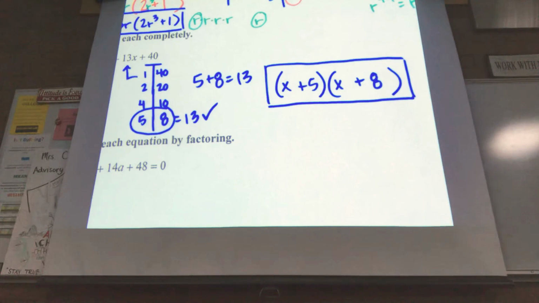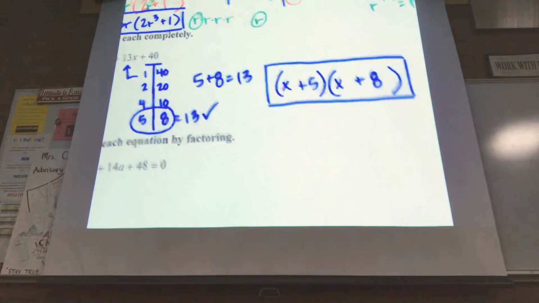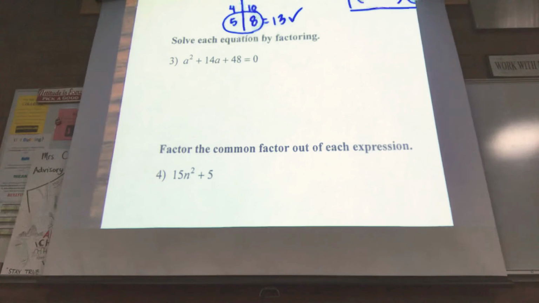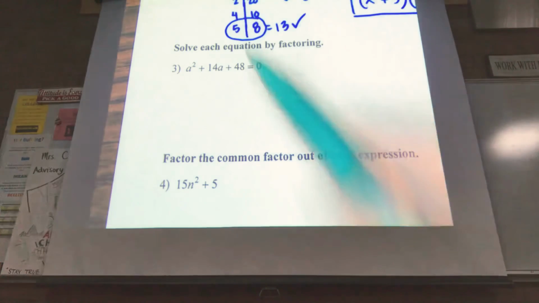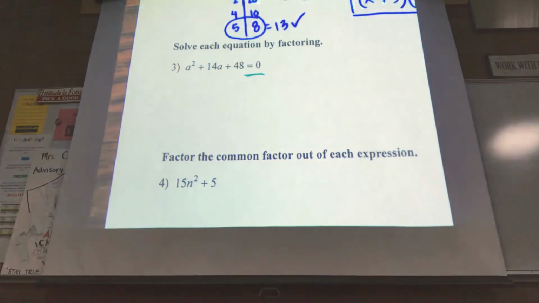Awesome. Okay, moving on. Last one that I will do as an example, and then you'll have problems just like these to do on your own for your assignment. Number 3, now we are solving the equation by factoring. Notice that the only thing that's added on is the equals 0 at the end. That tells us we actually need to solve for a, find what a is.